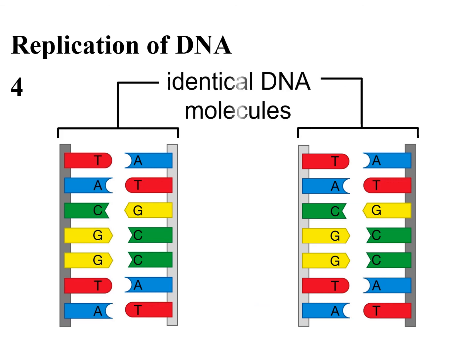Now let's take a look at the two DNA strands. The two DNA strands are exactly identical. So let's take a look. TA, TA, AT, AT, CG, CG. So exactly identical. This is the process of DNA replication, from one DNA making exactly the same copy of DNA, from 1 to 2.